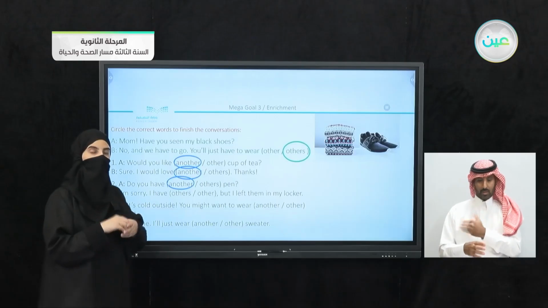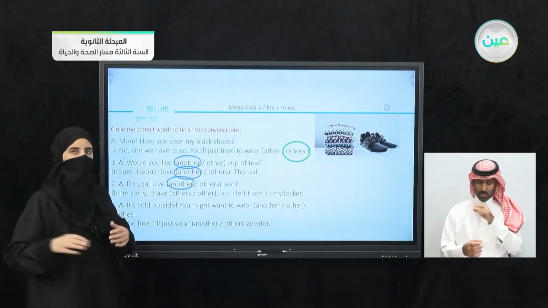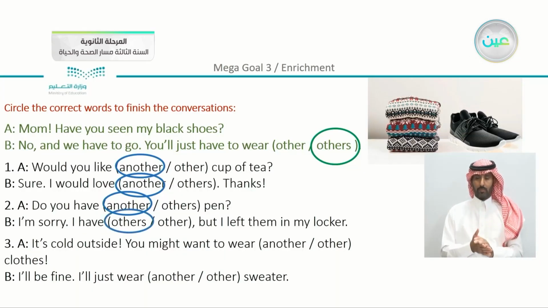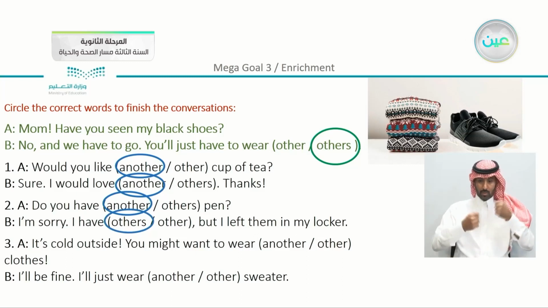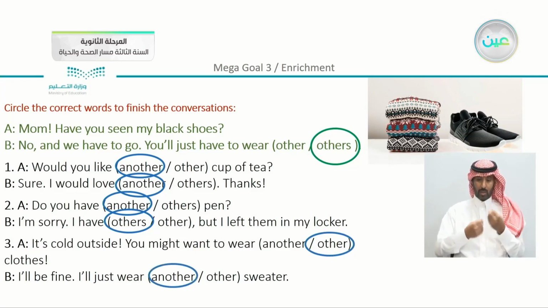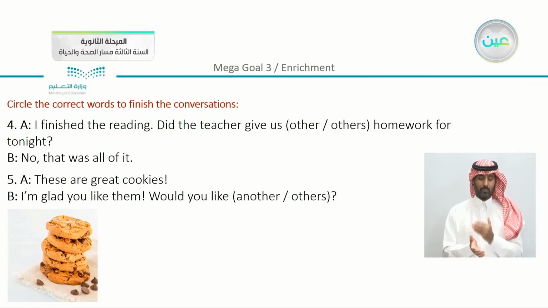Now here, this is an important point that you must read the sentence to the very end. From the pronoun them, I can decide that my answer is going to be others. It's cold outside, you might want to wear blank clothes. So clothes is plural, which makes us decide on other. I'll be fine, I'll just wear another sweater. Did the teacher give us other or others homework? Homework here is an uncountable noun, which makes us choose other.